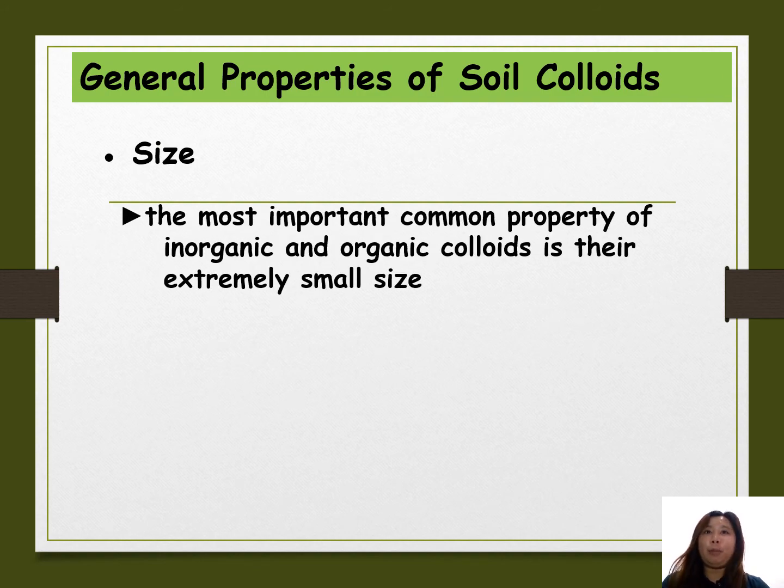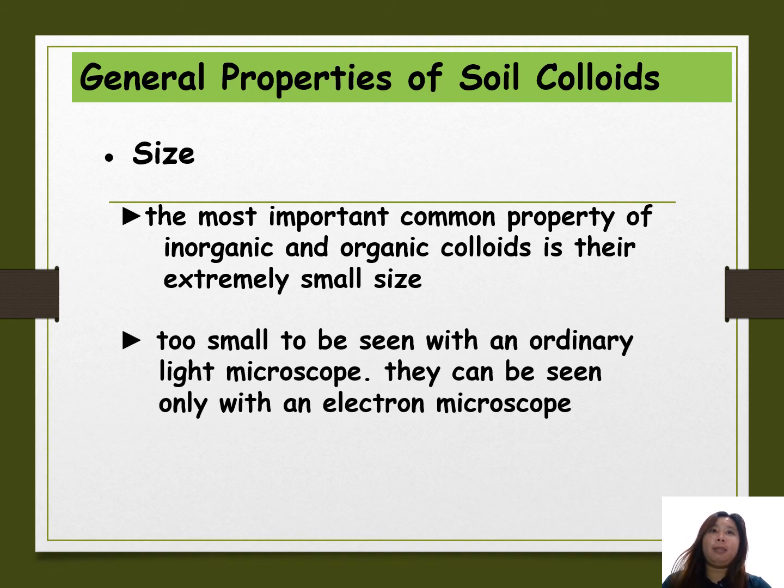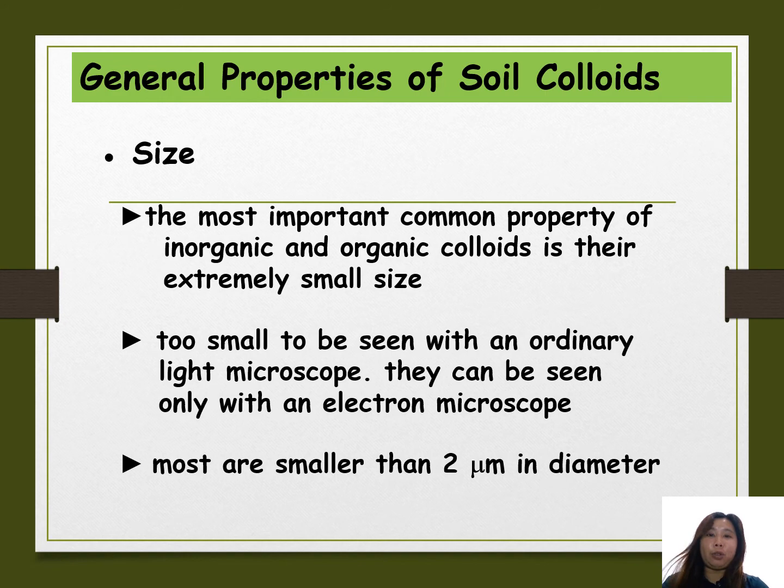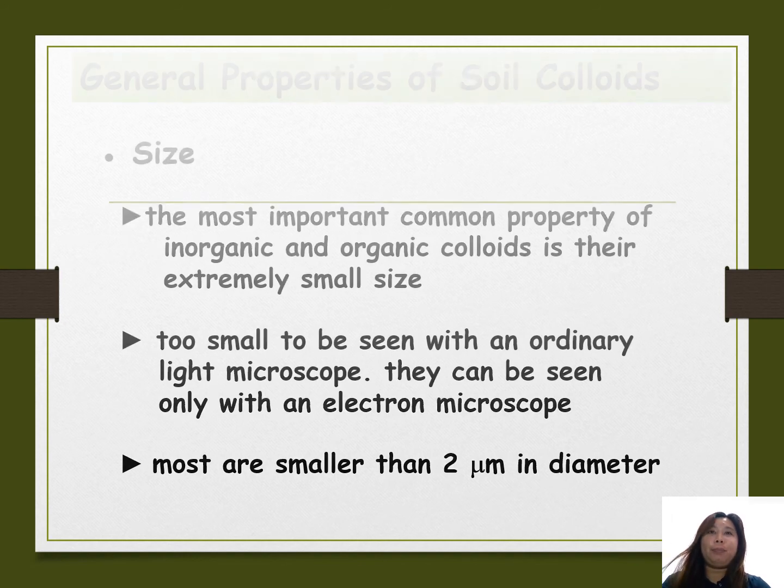Size is the most important common property of inorganic and organic colloids because they have extremely small size and they are too small to be seen with an ordinary light microscope. They can be seen only with an electron microscope. And most of them are smaller than 2 micrometers in diameter.